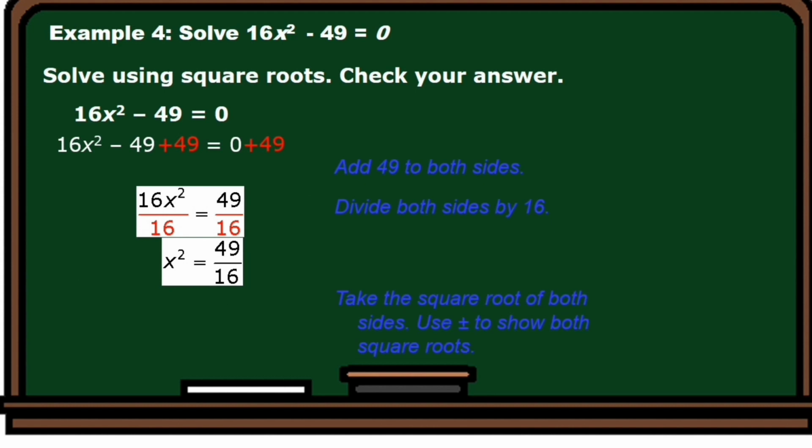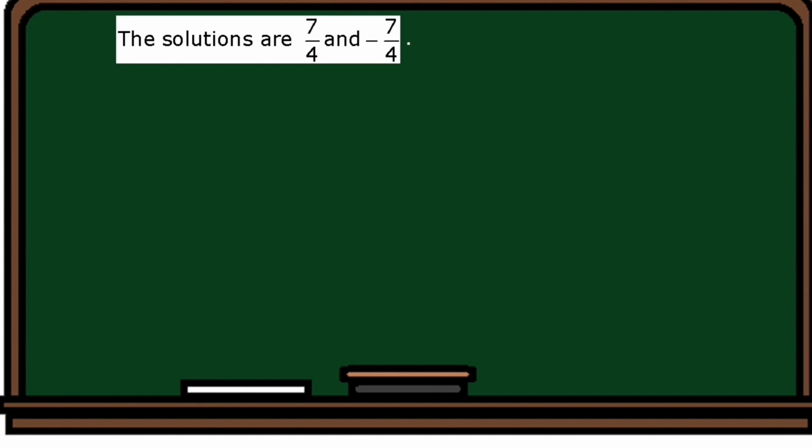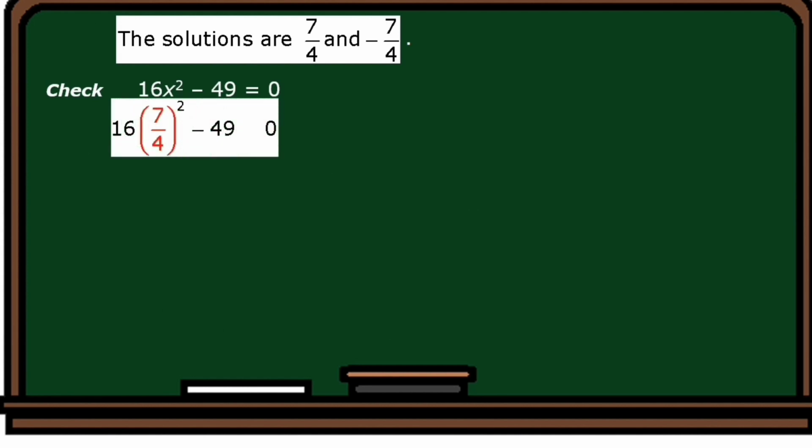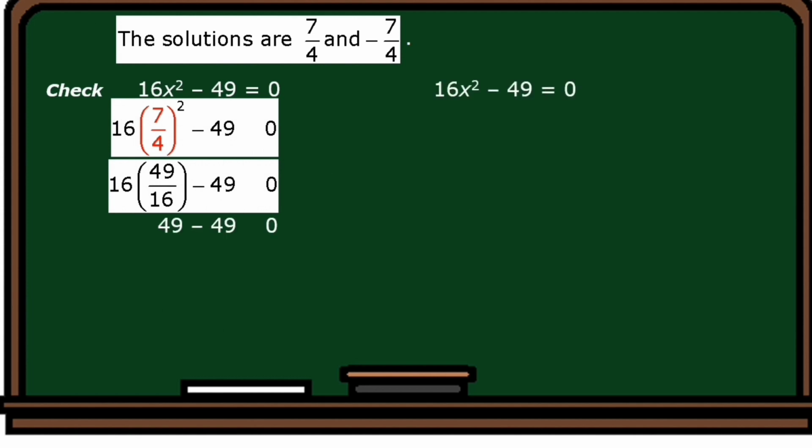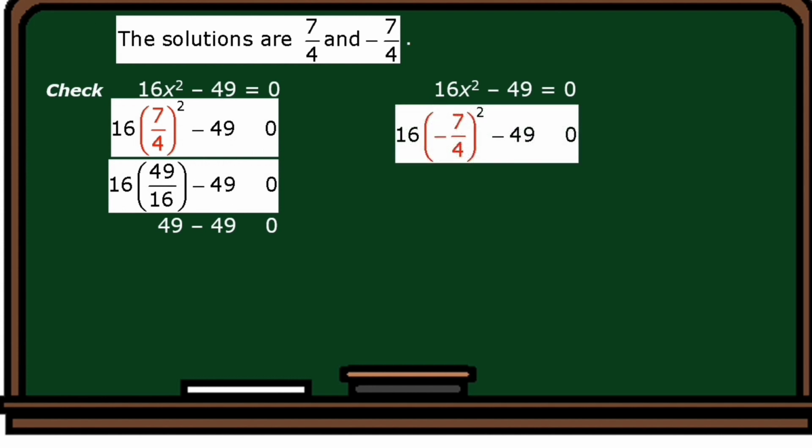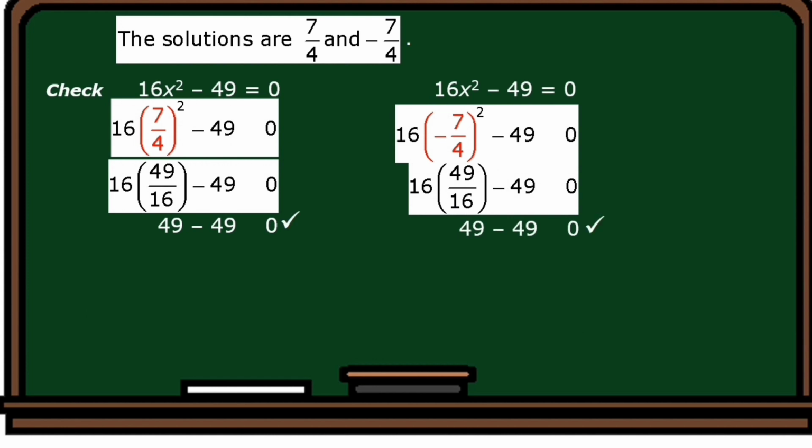Take the square root of both sides, use plus or minus to show both square roots. And we will get x is equal to plus or minus 7 over 4. The solutions are 7 over 4 and negative 7 over 4. Check positive and negative 7 over 4 by substituting it to the original equation. 16x squared minus 49 is equal to 0. Both positive and negative 7 over 4 satisfy the equations.